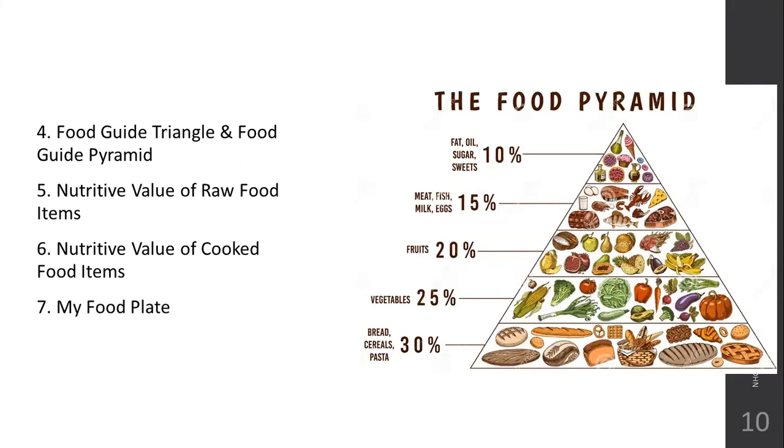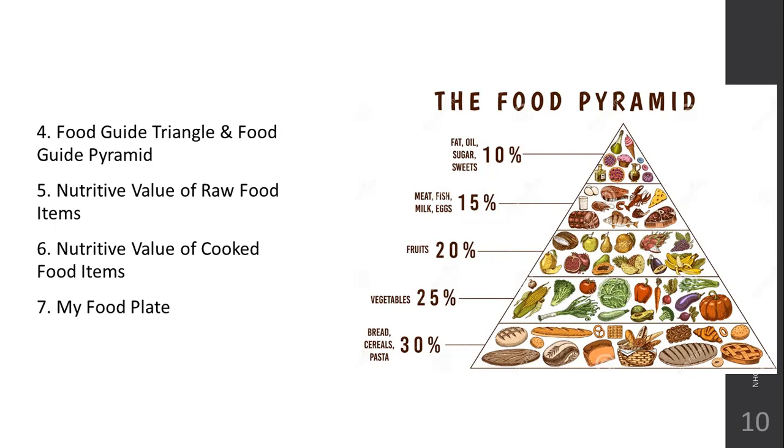Next, we have the food guide triangle or food guide pyramid. The food pyramids are very commonly used. If you have seen the menu planning chapter of dietetics, if you have seen the recorded sessions, we have discussed in detail about the food pyramid. The cereals and pulses have the largest chunk of the food pyramid, specifically in Indian diets.